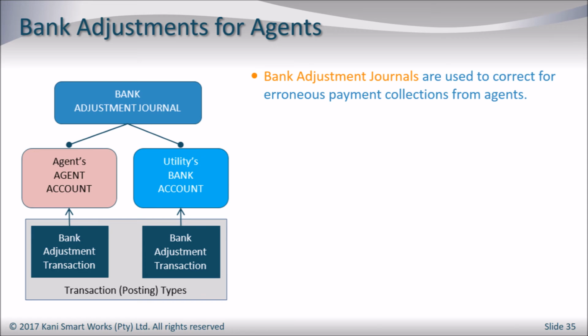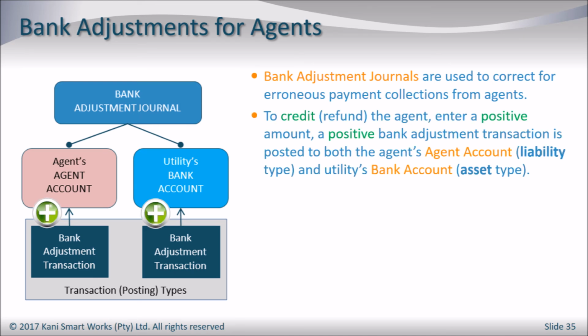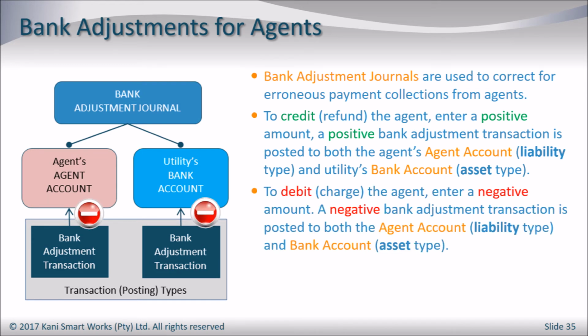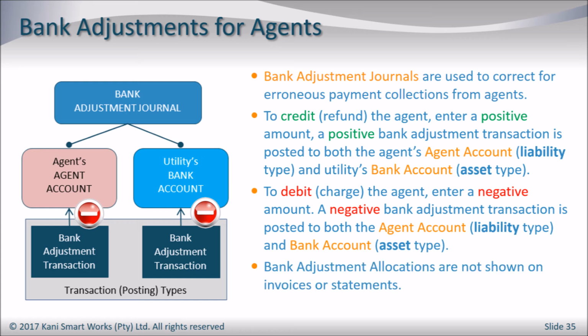Bank adjustments for agents. As with consumers, bank adjustment journals are used to correct for erroneous payment collections from agents. To credit or refund the agent, enter a positive amount. A positive bank adjustment transaction is then posted to both the agent's agent account and the utility's bank account. To debit or charge the agent more, enter a negative amount. A negative bank adjustment transaction is posted to the agent account and the bank account. Bank adjustment allocations are not shown on invoices or statements.